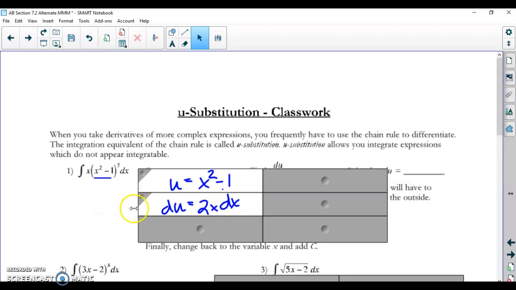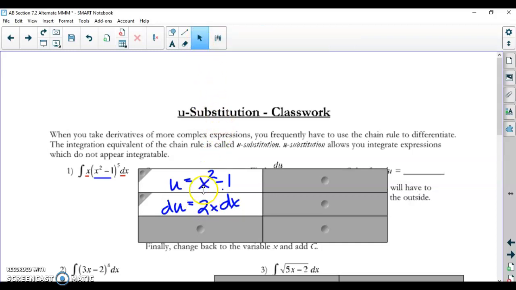So what I notice now in looking at my du, I need to have 2x dx. Well, right here I've got x, and right here I've got dx. I've got the variable satisfied. I don't have this coefficient here, but that's a constant. And I said we can always make up for the constants later as we need to.